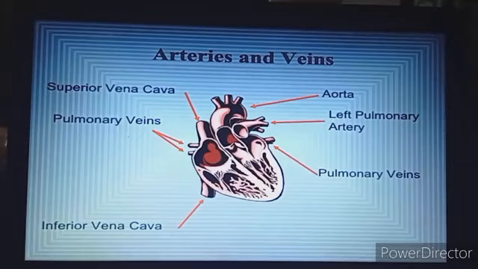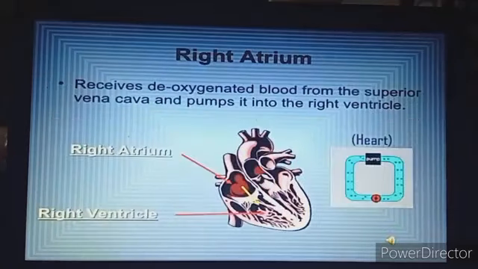It is the superior vena cava and inferior vena cava, bringing the deoxygenated blood. The pulmonary vein brings the oxygenated blood to the heart. The pulmonary artery carries the deoxygenated blood to the lungs, and the aorta is responsible for pumping the oxygenated blood to the different parts of the body.